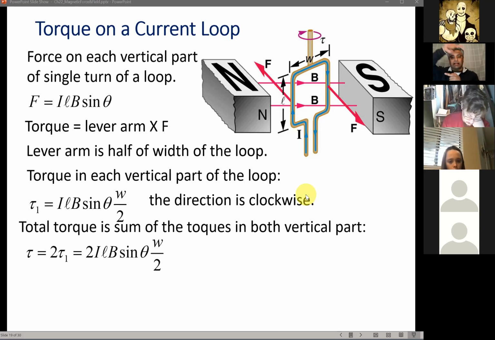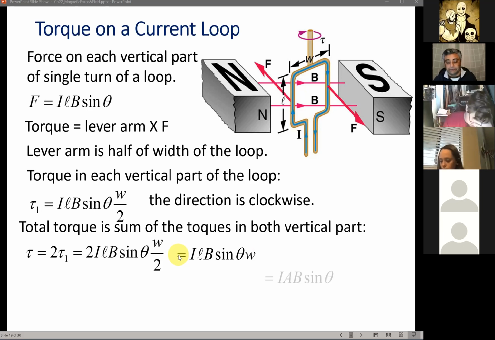Both torques are going to act, let's say in this case, to make it spin clockwise. So both of them are acting the same way. So we can just double that. So that way this 2 and 2 cancels, giving us a very nice one there. And this L is length of the coil and W is width of the coil. Now what we can do is multiply length and width and make it area.